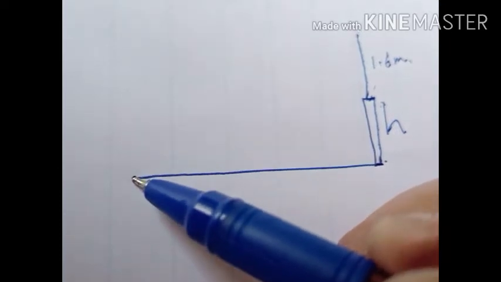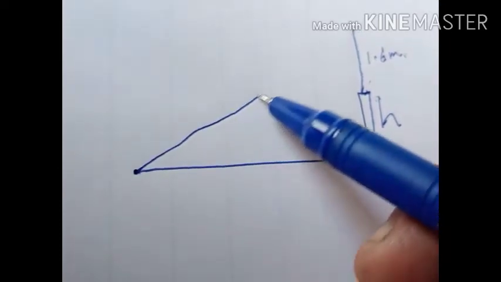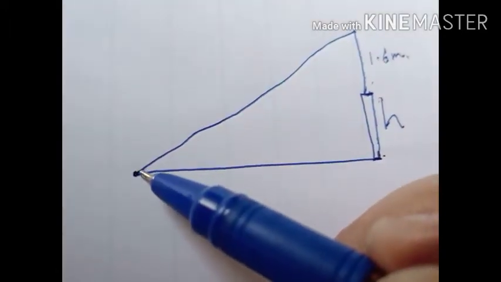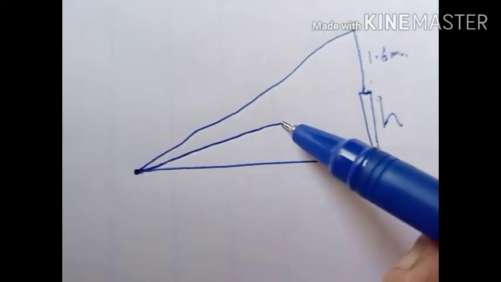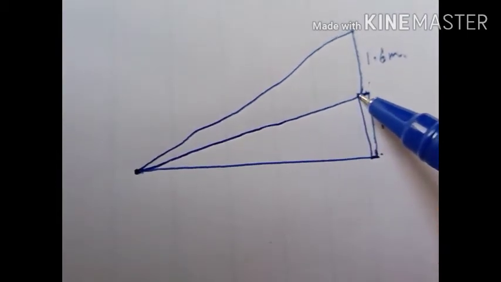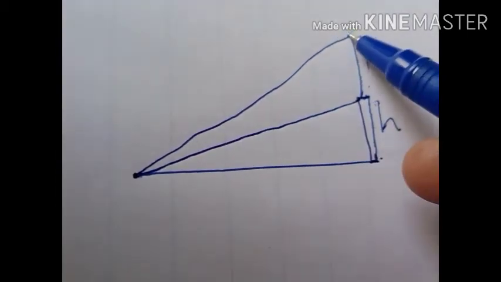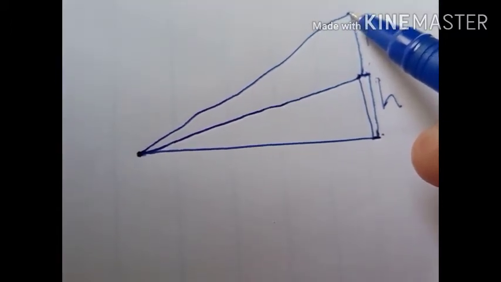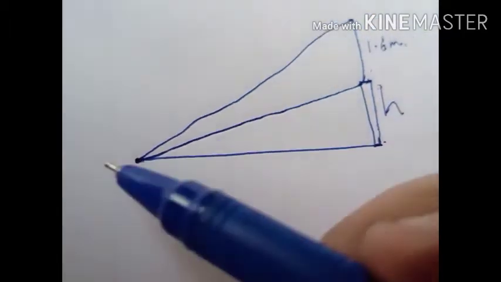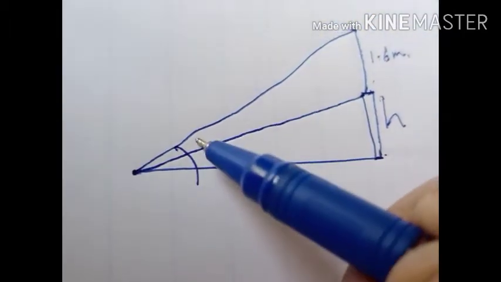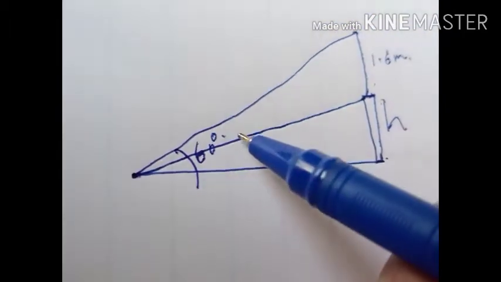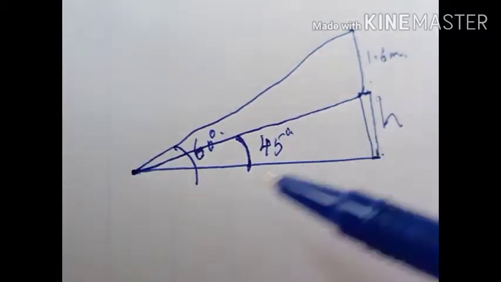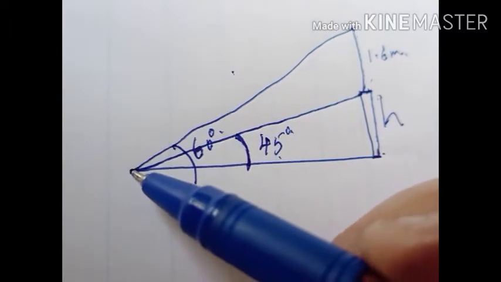From this point, the angle of elevation of the top of the statue and the angle of elevation to the top of the pedestal. This is the top of the pedestal. This is the top of the statue. Here it is given that to the top of the statue it is 60 degree. So this whole angle will be 60 degree. And to the top of the pedestal that angle is given as 45 degree. Both from the same point on the ground.